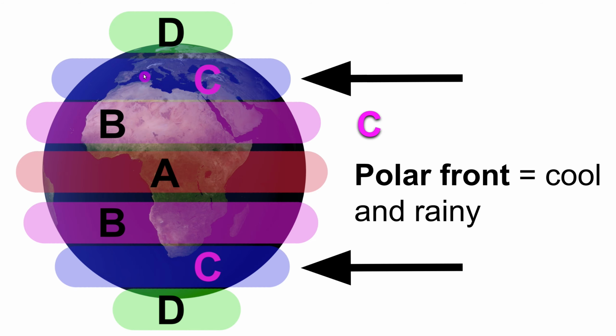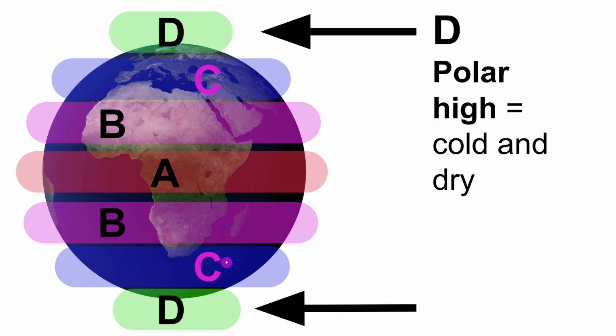Then we've got the polar fronts in the northern and southern hemisphere where it's cool and rainy. And then finally we have the polar highs where we've got sinking air where it's cold and dry.